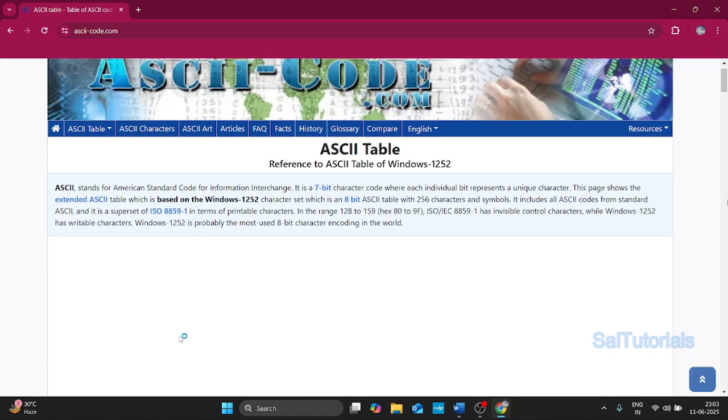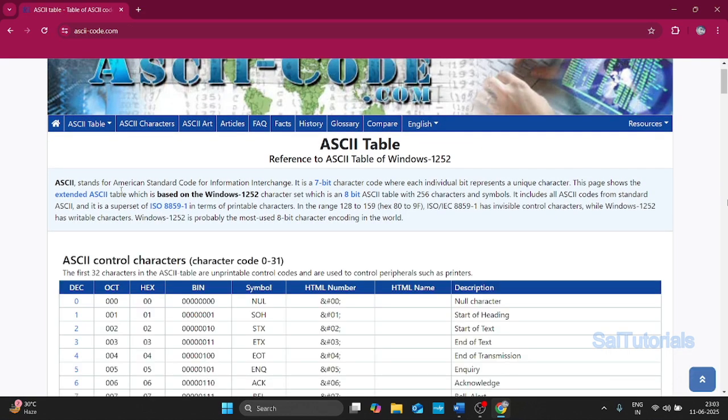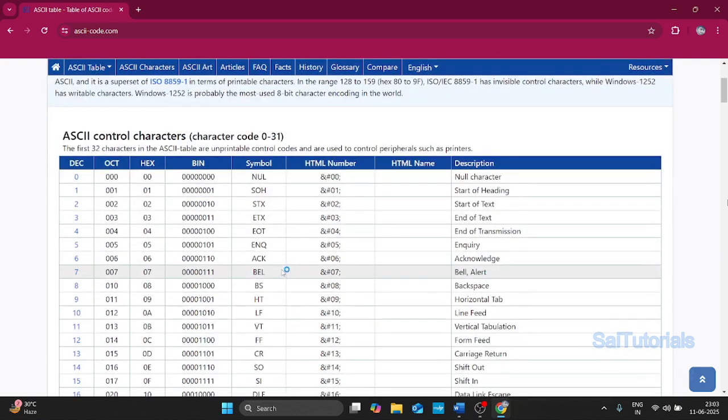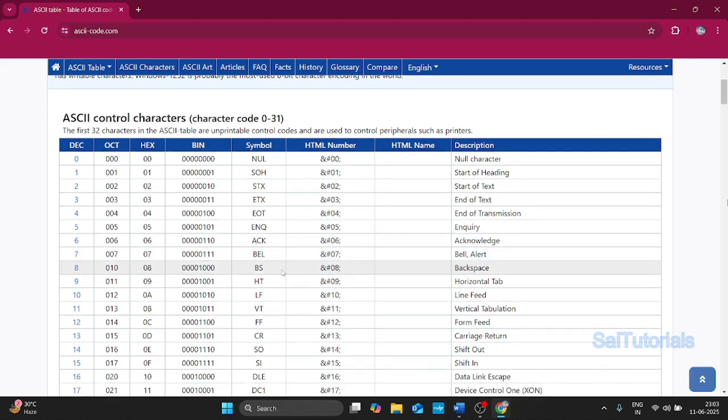So what is meant by ASCII here? ASCII means American Standard Code. Okay, so it is used for the interchanges, the communication. In the earlier days, we couldn't send characters, right? Because characters can't be stored in the digital way. That's why we can't transfer.